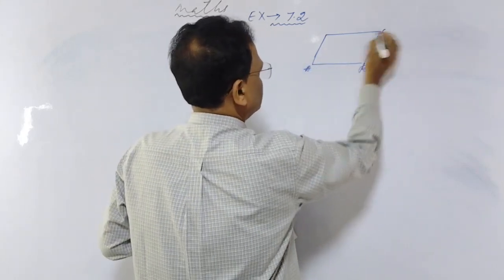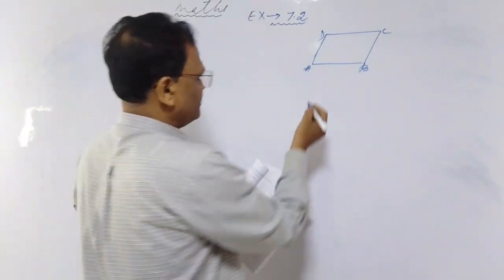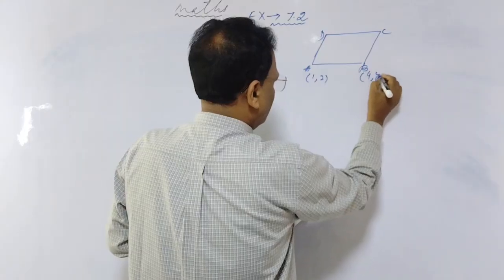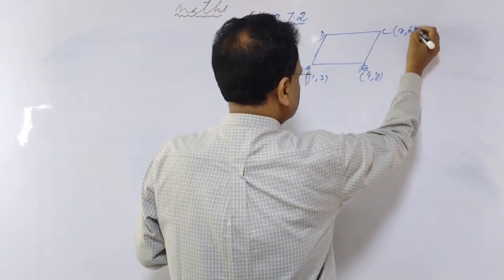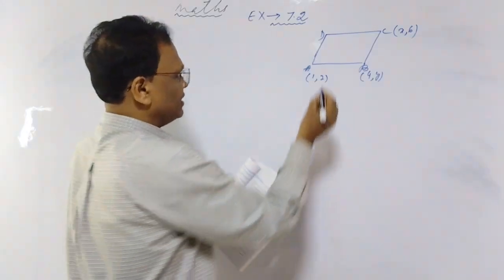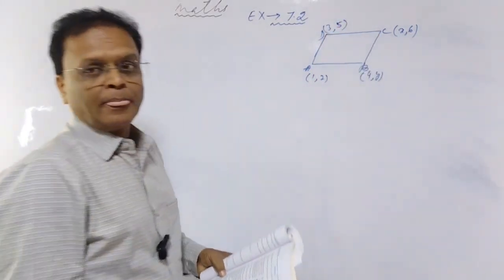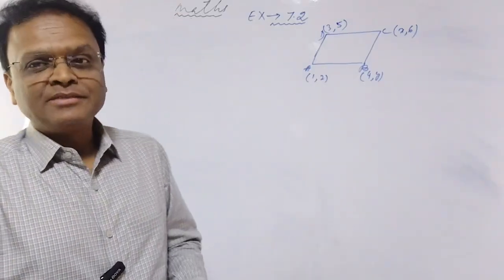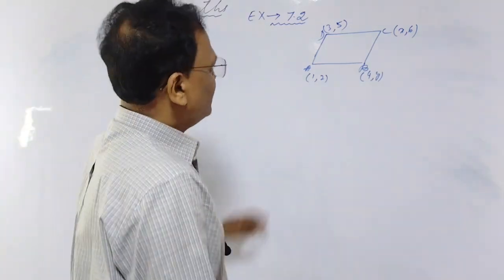If it is A, B, C, D, and these are the vertices, the vertices are 1, 2 first; second is 4, 5; then it is given x, 6, and it is given 3, 5. So these are the vertices of a parallelogram. Then it is asking to find the value of x and y. It's also a very important question, but very easy.